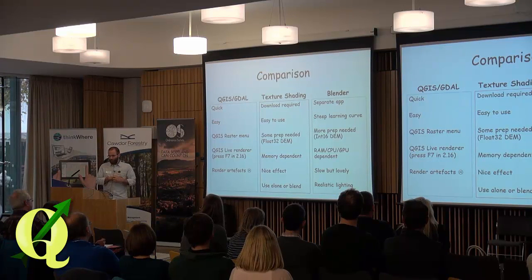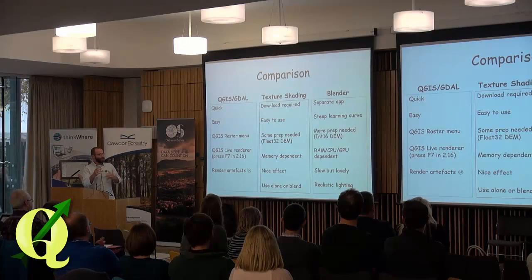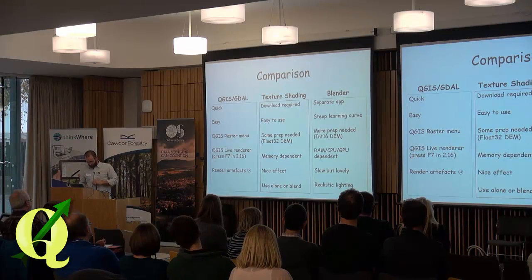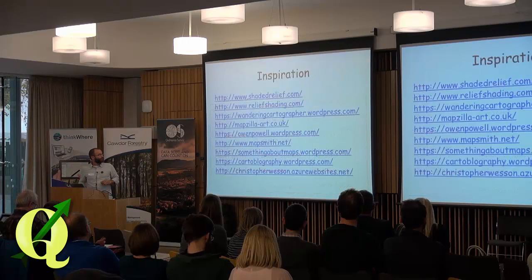And then if you want to go for something different again, go for Blender. It's just slow. You need to process your raster again. You need integers rather than floating point numbers. And the more RAM, the faster the CPU. And also, if you've got one of these NVIDIA CUDA graphics cards, the better it runs. Yeah, so Blender's nice. It's slow, but it's lovely. But you do get this really realistic lighting effect.